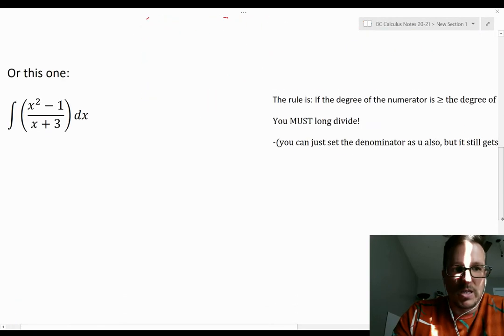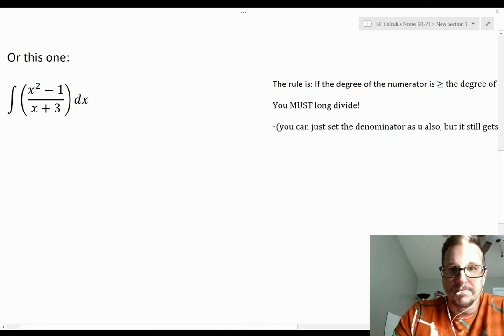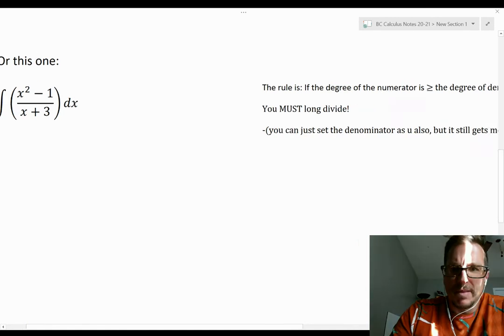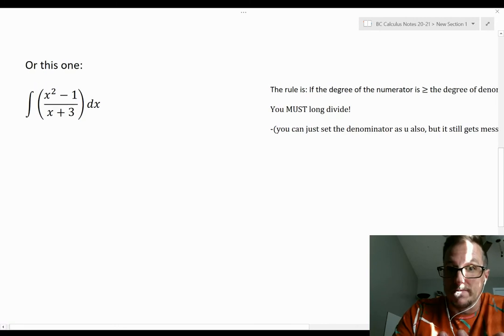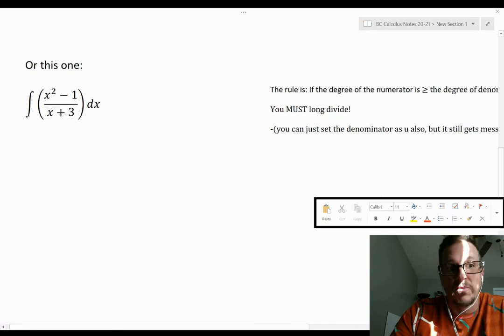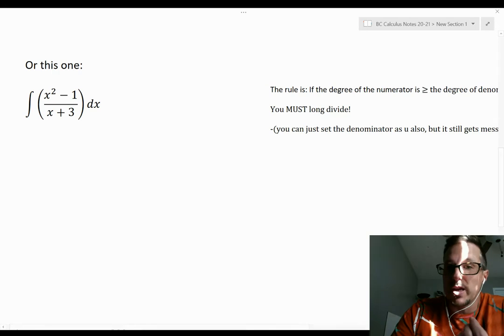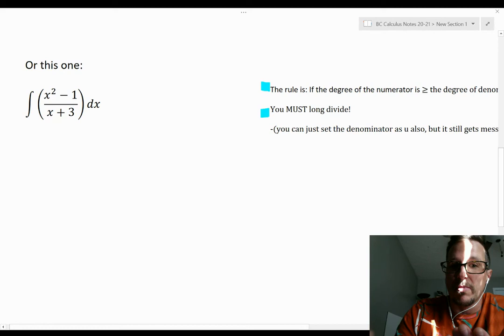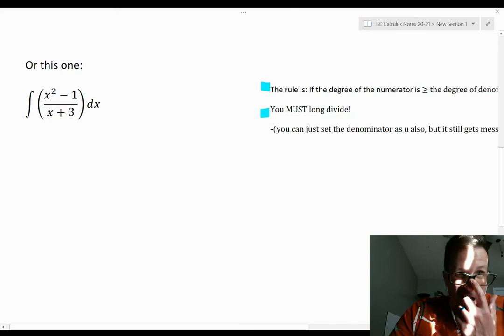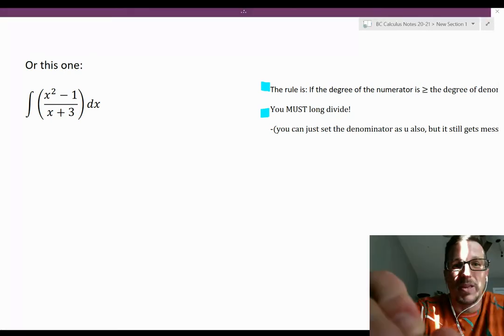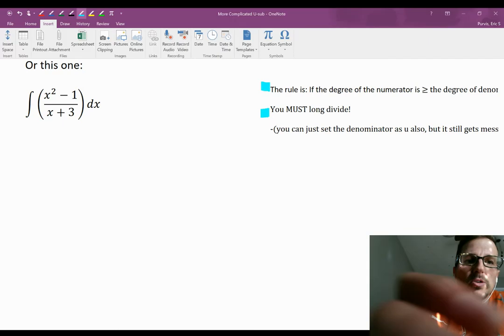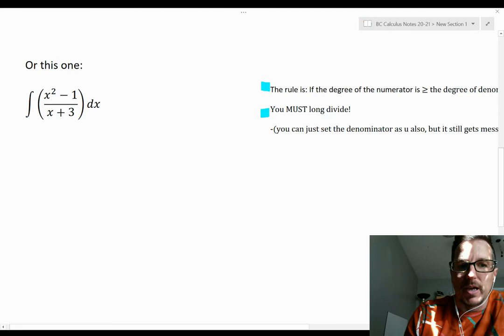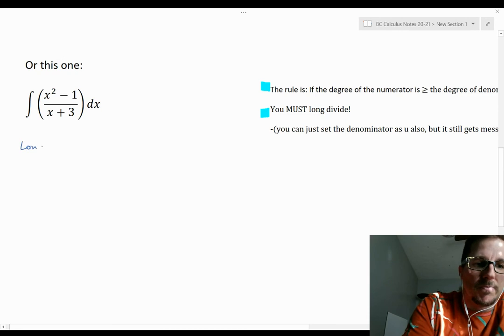So here we see a rational expression. And let me give you a rule. A good rule of thumb to follow is, if the degree of the numerator in a rational expression is greater than or equal to the degree of the denominator, you must long divide first. Now, long division is probably not your favorite thing, but it's going to work. So let me show you what that would look like with long division.